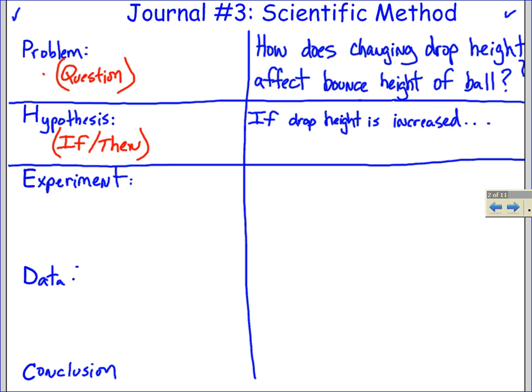All right, here's what we got. So we've identified our problem, how does changing drop height affect the bounce height of a ball. We've written a hypothesis. There's the beginning of mine. I did not complete mine because I just want you to have your own. But if you use that as a sentence starter, that's fine.